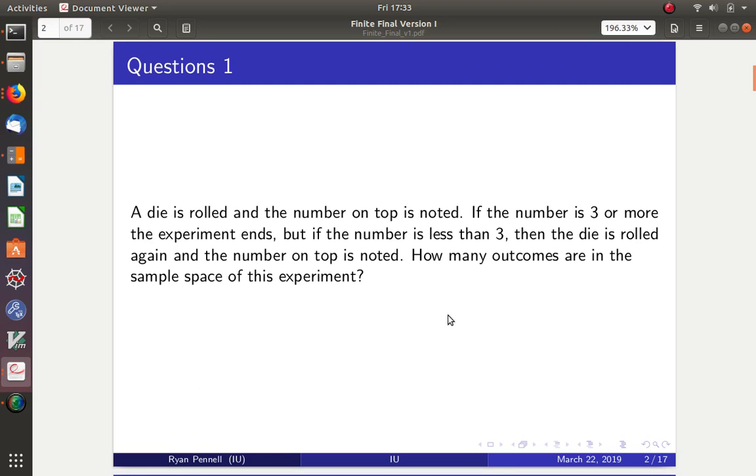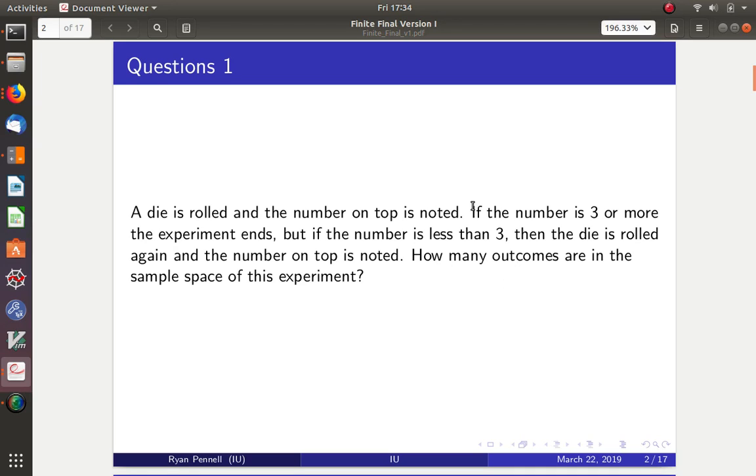So a few things I want to mention. What are we actually looking for? We're looking for how many outcomes. So we won't have to do anything to do with probability. So whenever you're reading questions, make sure you're paying attention. What am I actually solving for? Here I'm solving for how many. This is a how many question. How many outcomes are in the sample space? Or how many ways can this happen?